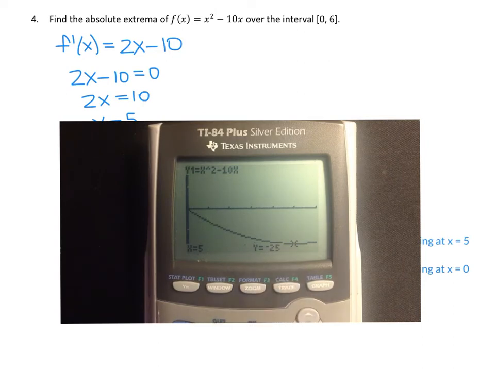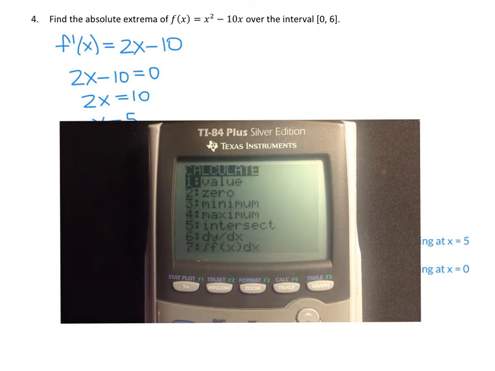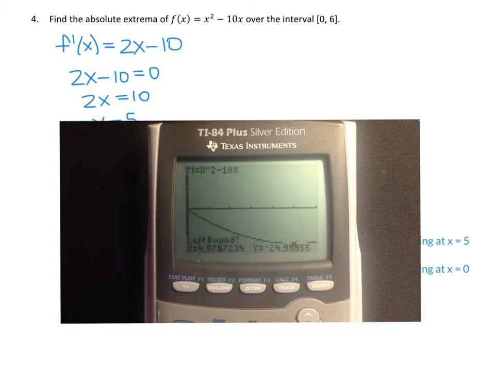Another way that we can do this is to hit second calc and then go down to minimum and calculate that minimum. Hit enter. Now it's asking for the left bound. So I want to use my arrows to move my cursor to the left side of that minimum. Alright, I'm on the left side, so I'm going to hit enter. Now I'm going to use my arrows to move my cursor to the right side of that minimum value. And then hit enter. Hit enter one more time so that it guesses for us. And there is our minimum occurring at x equal 5, and that minimum value is a negative 25.